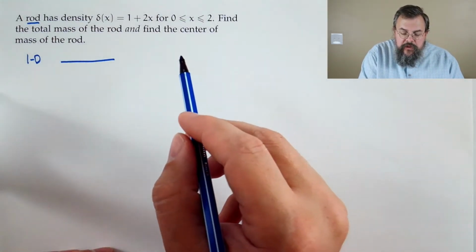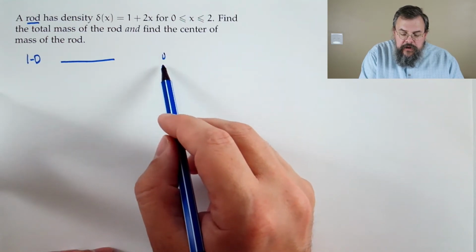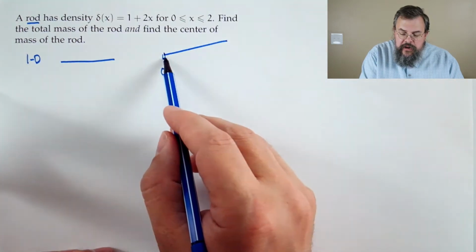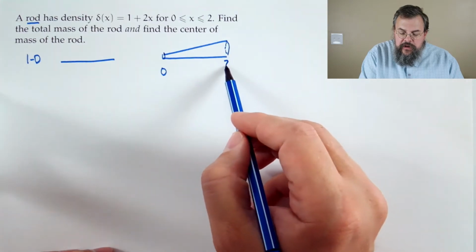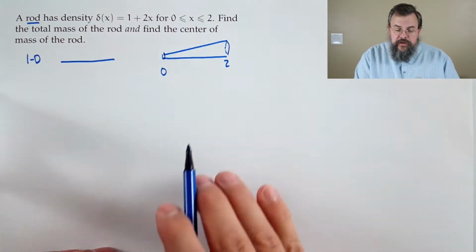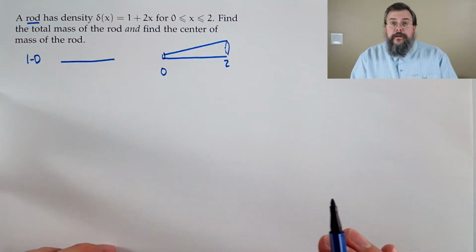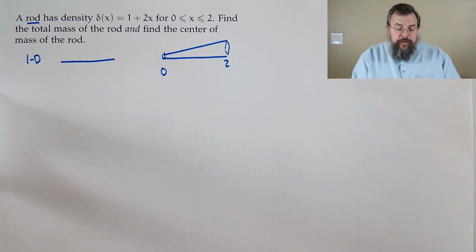Pictorially, it's a line segment. If we want to think of it as varying density, what's happening? At 0, where we start, it's a little bit thick, but it gets thicker as we head over towards 2. So that's the picture we should have in mind, 0 to 2. So what do we need to do? Let's look at our two problems: mass and center of mass.